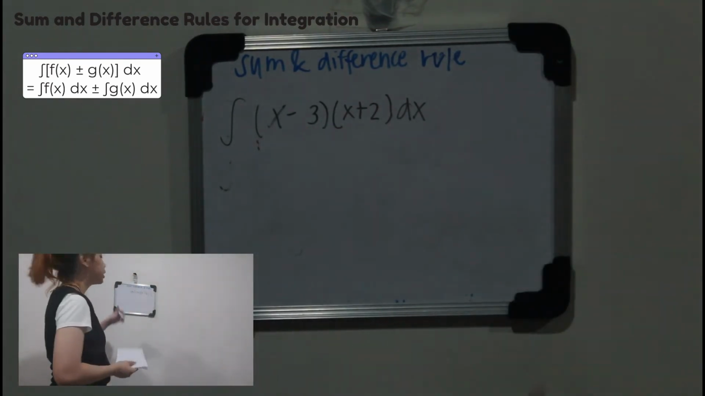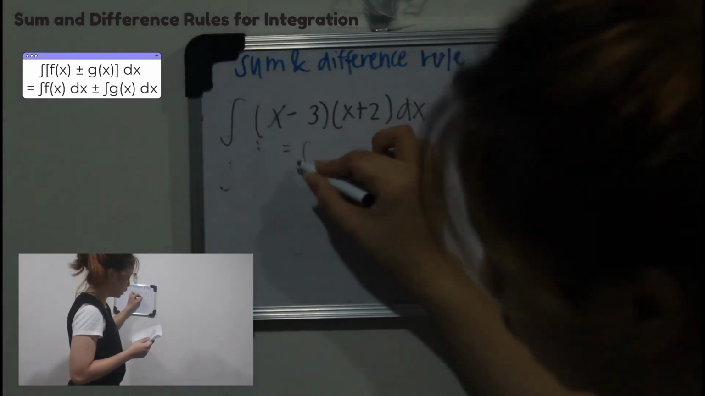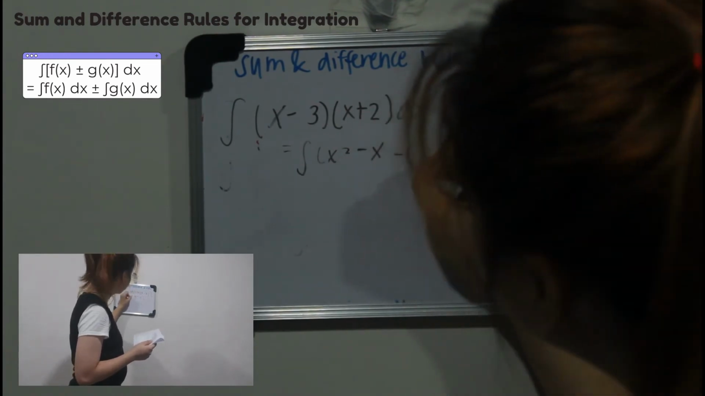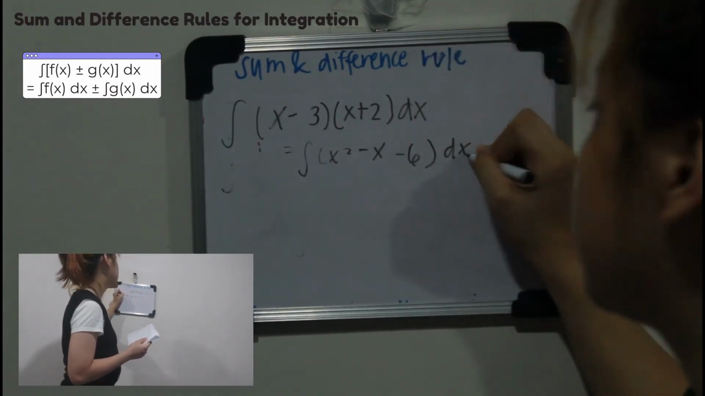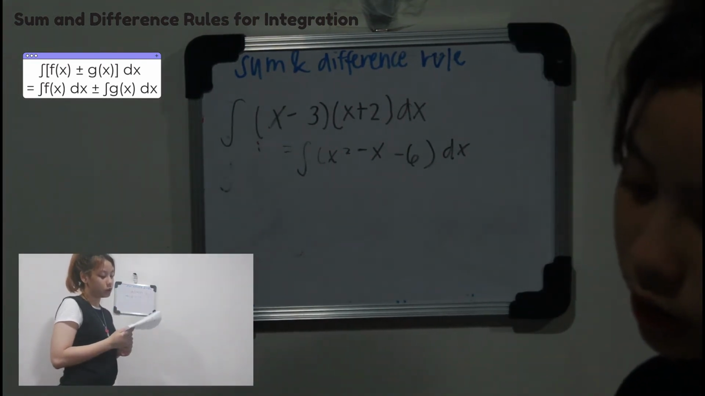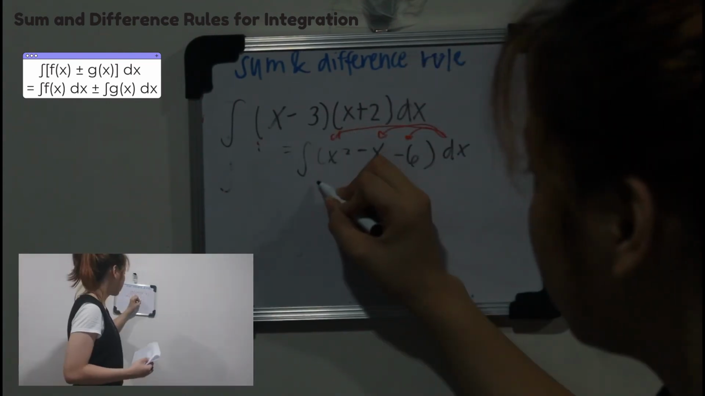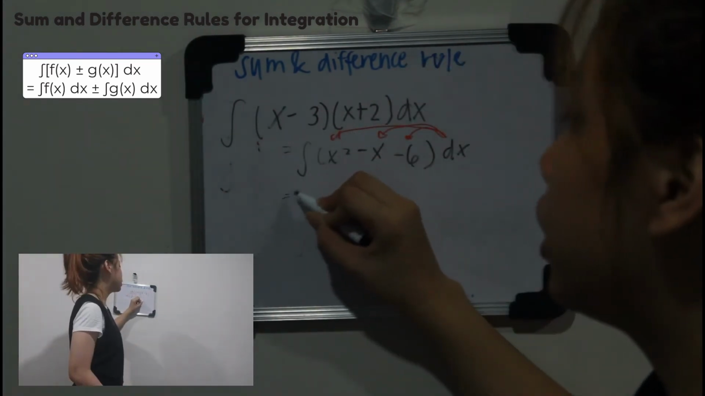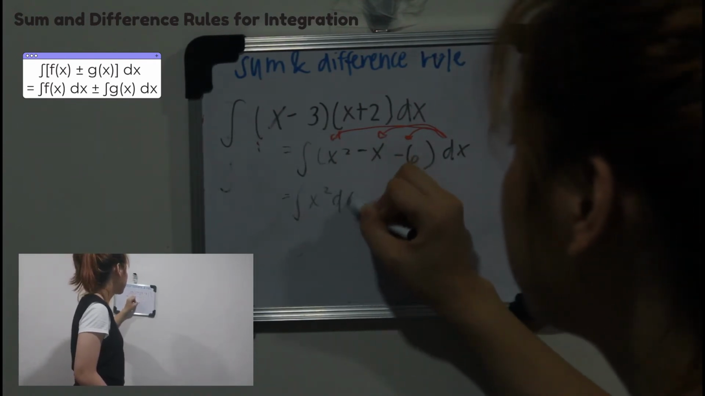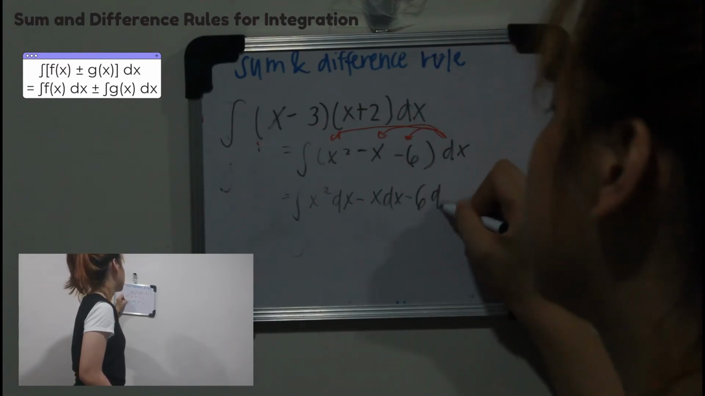So it is equal to the integration of x squared minus x minus 6 dx. So after that, we'll distribute the dx inside the parentheses. It is equal to the integration of x squared dx minus x dx minus 6 dx.